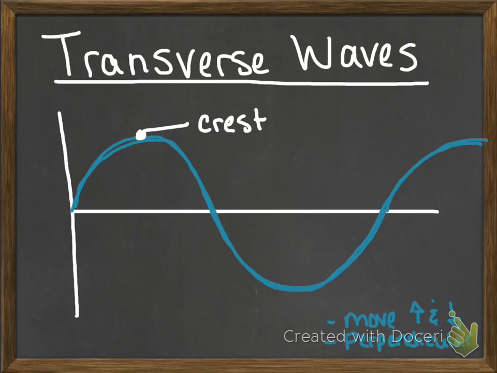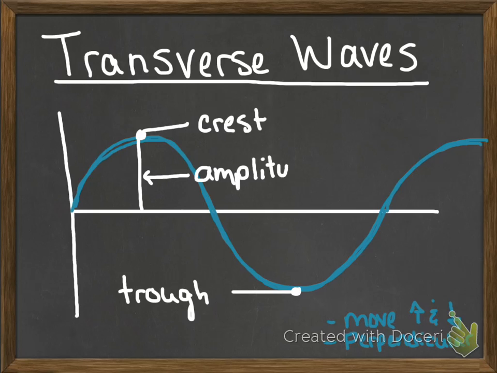All right, so let's label the parts of the wave. First we have the crest of the wave. Then we have the trough of the wave. That's the bottom of the wave. Then you have the height from the top of the wave to the resting point, or it could be from the bottom of the wave to the resting point because it's the same height. That's called the amplitude. So those are the three basic parts that you need to know of a wave.